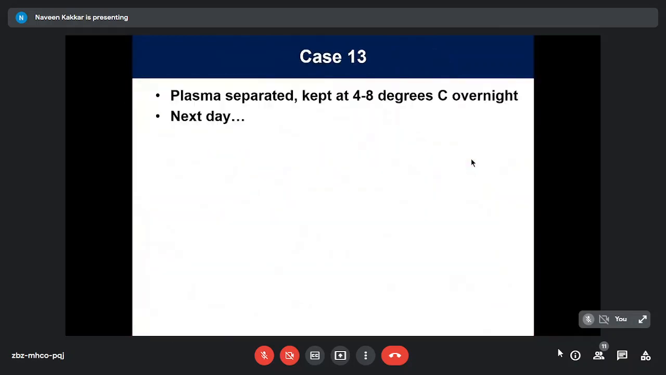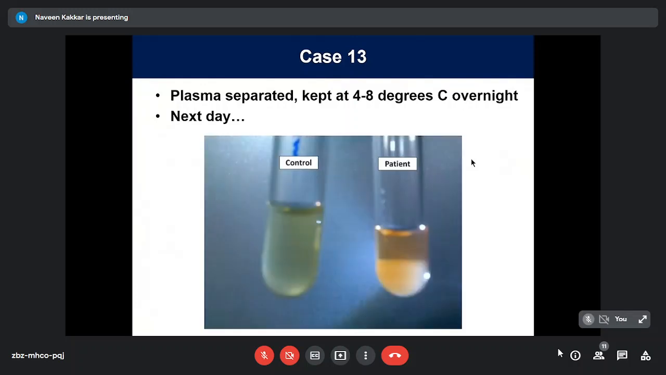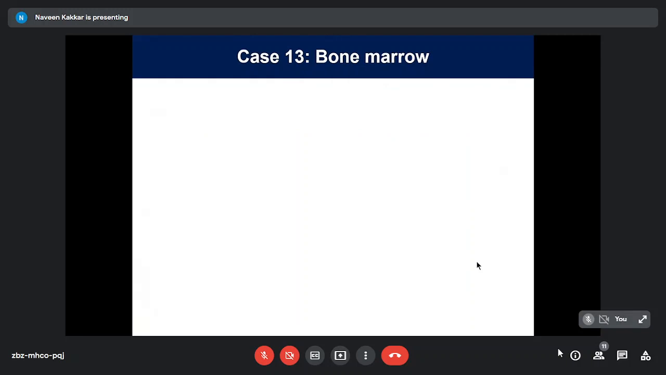So we thought of something, separated the plasma, kept it at 4 to 8 degrees overnight in the fridge. Next day, this is what we got. That was a control plasma, and the patient plasma had a white precipitate coming up. This was cryoglobulins. He had smoldering myeloma; hepatitis C are all settings for cryoglobulins.